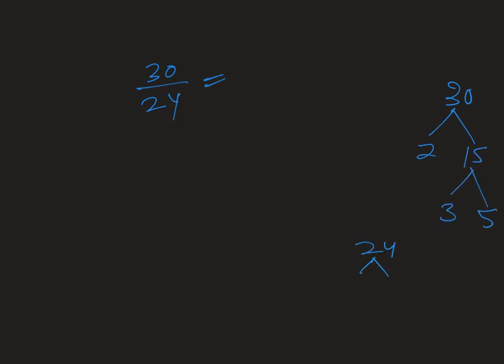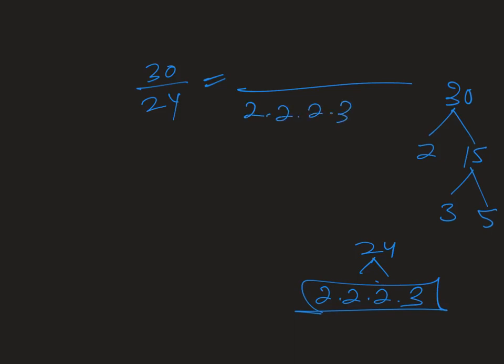You take 24, and of course, we did that earlier. It was 2 times 2 times 2 times 3. So in the denominator, you have 2 times 2 times 2 times 3. And in the numerator, you have 2 times 3 times 5. So now we can go ahead and cancel what they have in common. The 2 cancels 2, and then the 3 cancels 3. So now we have in the numerator just a 5, and in the denominator we have a 4.